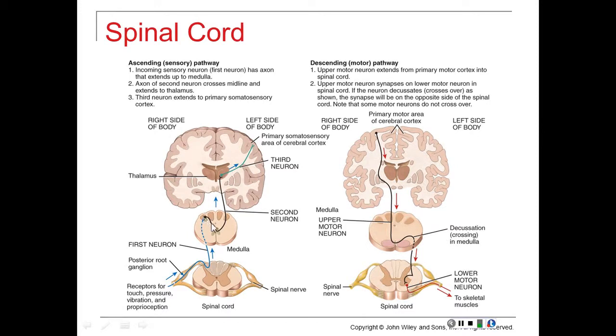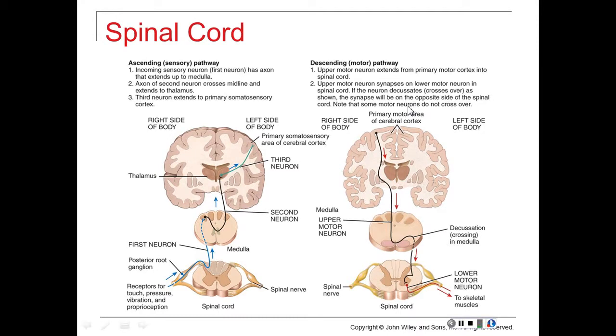It then synapses with a second neuron at the medulla oblongata, and because we're talking sensory information, that sensory information goes straight to the thalamus. The thalamus is our major sensory relay center. It's going to synapse with a third neuron, which is going to take that information up to our primary somatosensory cortex within the parietal lobe, and then we can say, we just touched a hot stove, or oh, we just saw a bright light, right? That's the ascending sensory pathway.